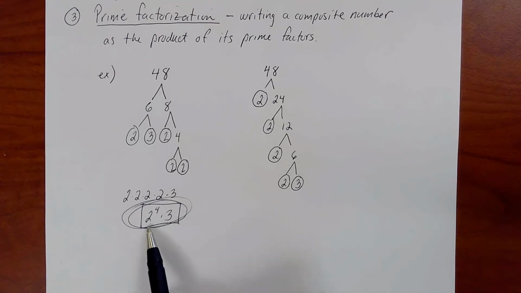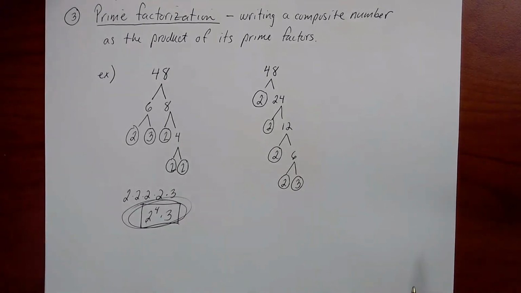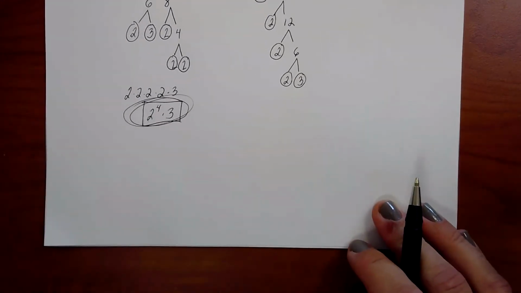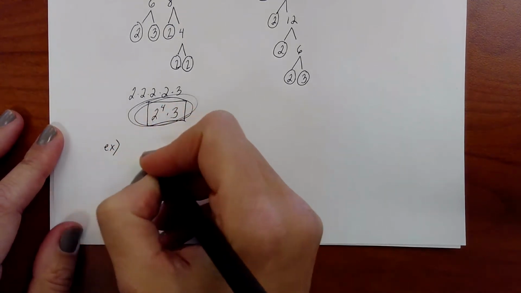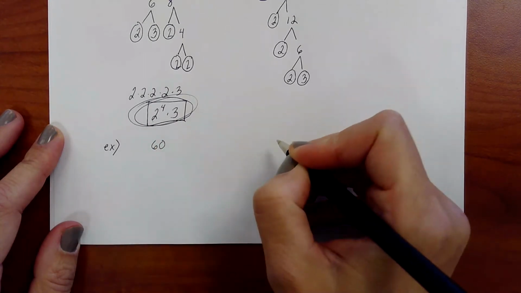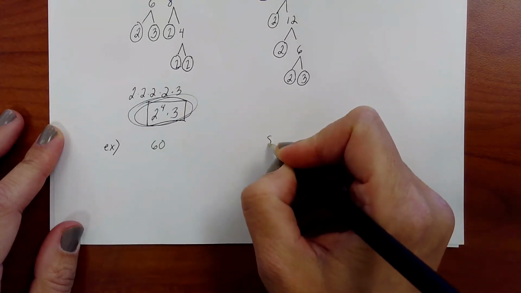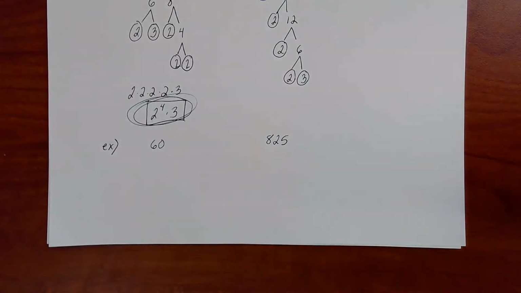It's kind of cool. It's like the prime factorization is the code for that number, and every number has its own unique code. Kind of cool. All right, try a couple on your own, and then we'll go over the answers. Try 60 and try 825. Ooh. All right, good luck.